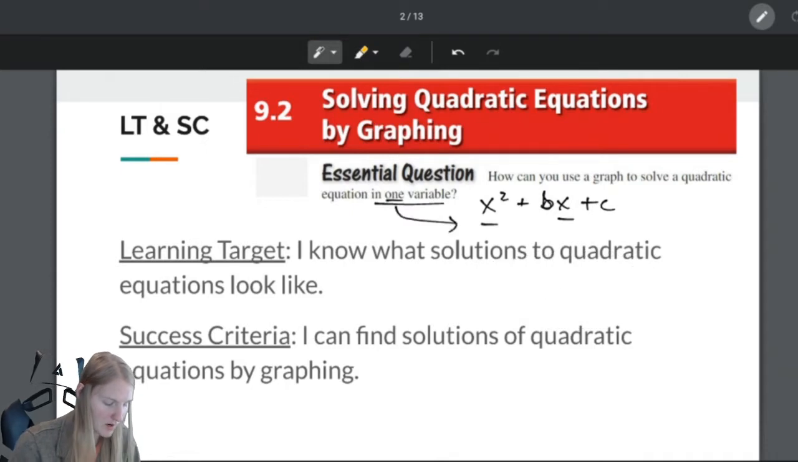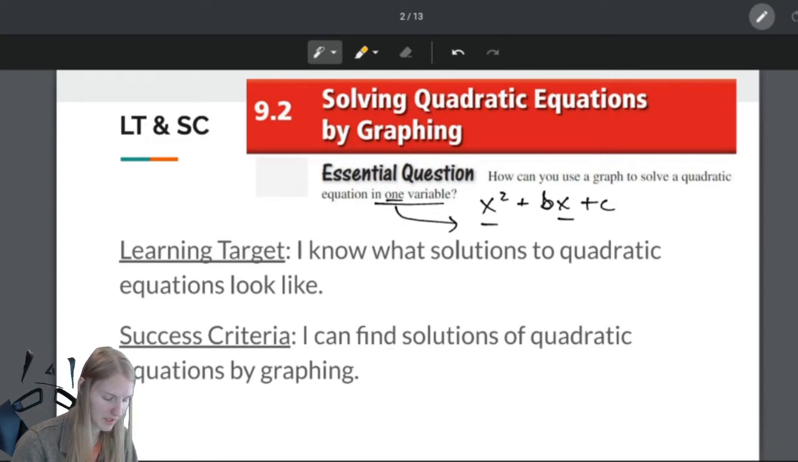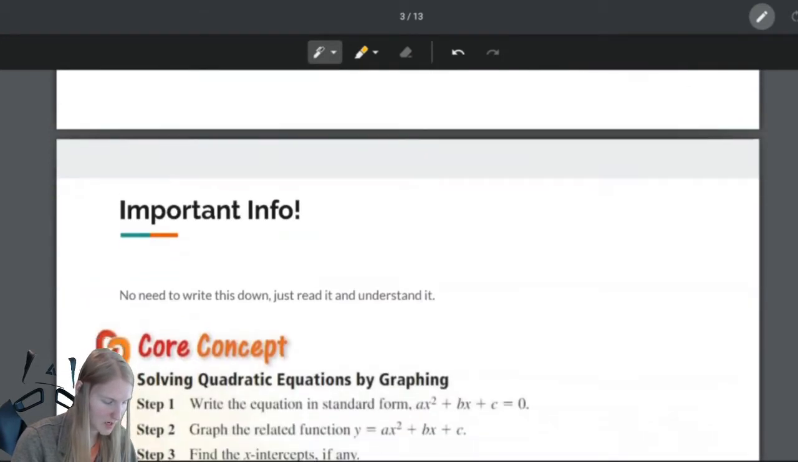Okay, all right. I know what solutions to quadratic equations look like. That is our learning target, and our success criteria is: I can find solutions of quadratic equations by graphing. So we need to know what they look like, and we need to know how to find them. Those are our goals for today.